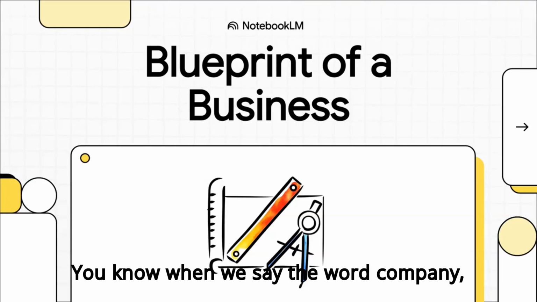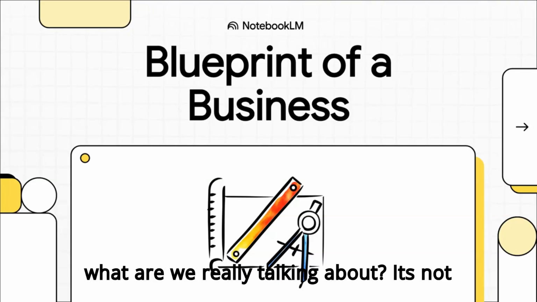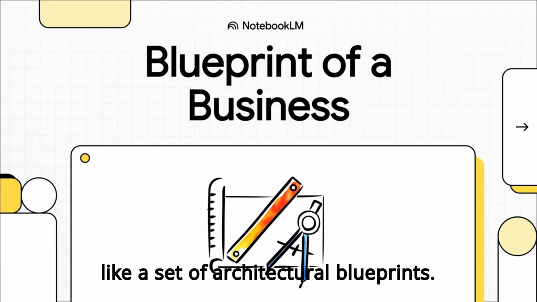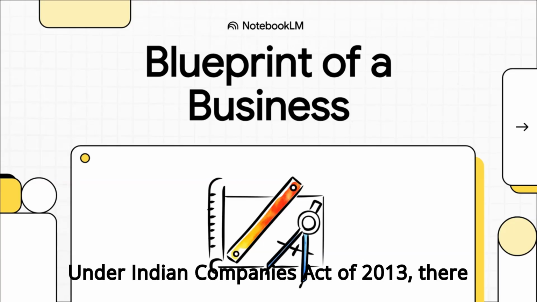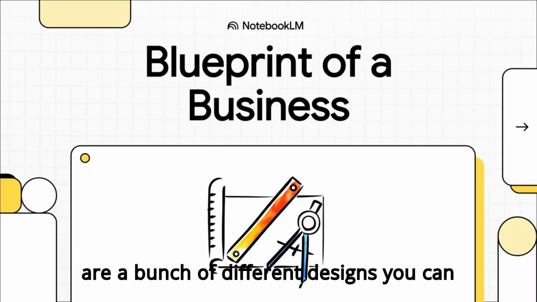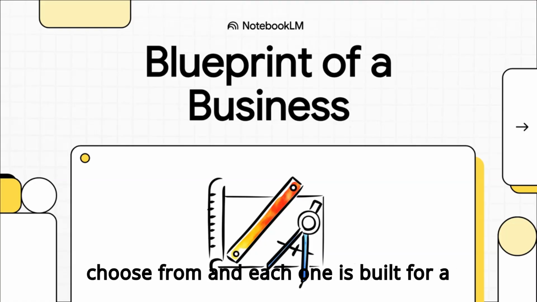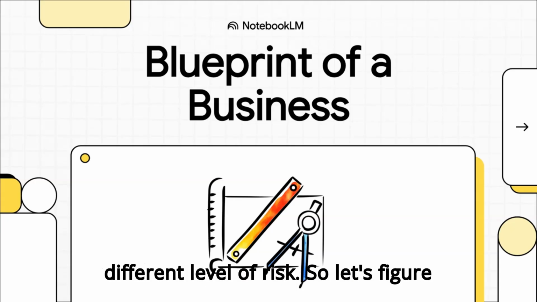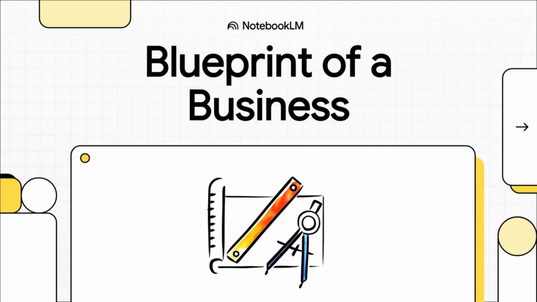When we say the word company, what are we really talking about? It's not just one single thing. Think of it more like a set of architectural blueprints. Under India's Companies Act of 2013, there are a bunch of different designs you can choose from, and each one is built for a specific purpose, a certain scale, and a different level of risk. So let's figure out how to read these blueprints together.